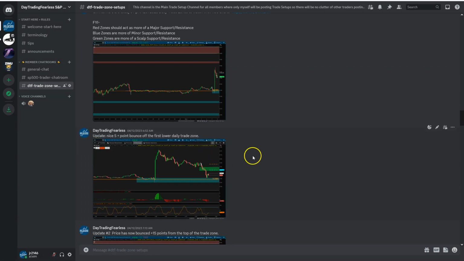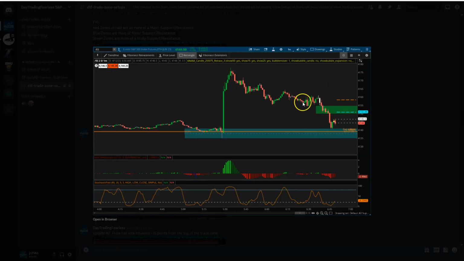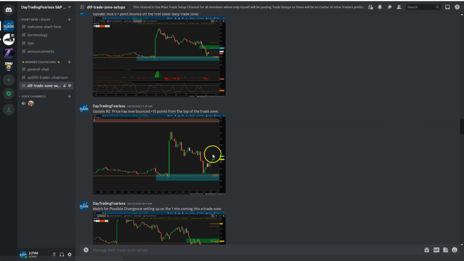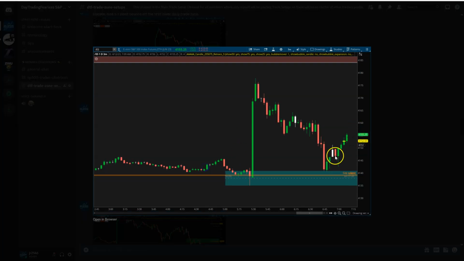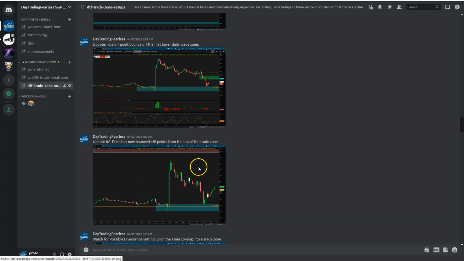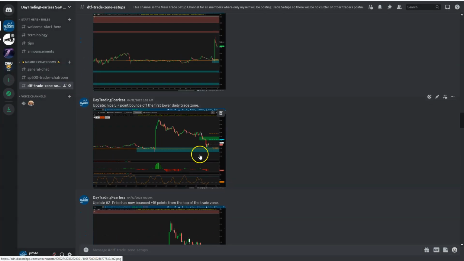And then sometimes, not always, I will actually update the chart. So this is that same chart with the bounce off that trade zone. And then this is what happened. It kept going, right? So some are big winners. Some don't work out. It's all part of trading, things like that.